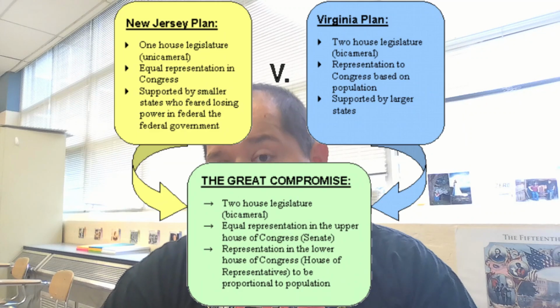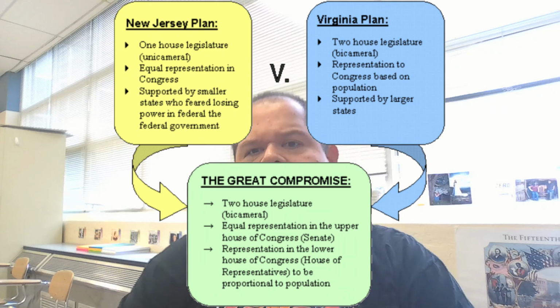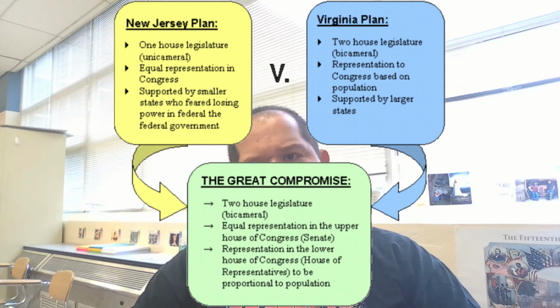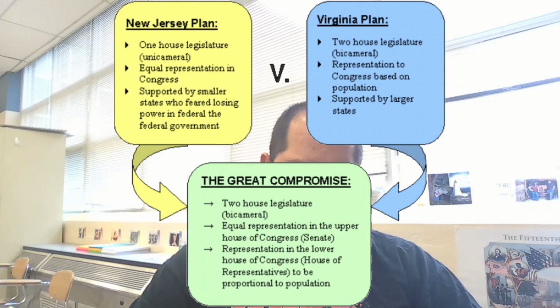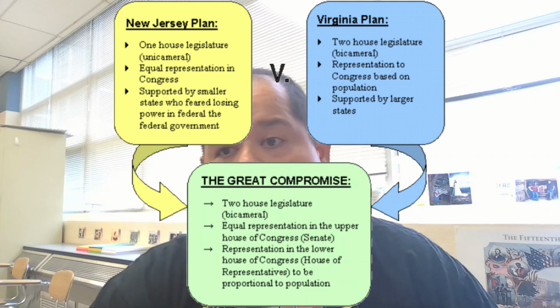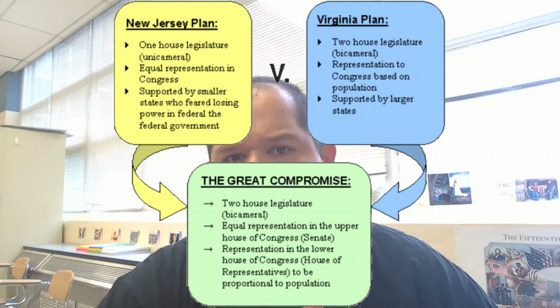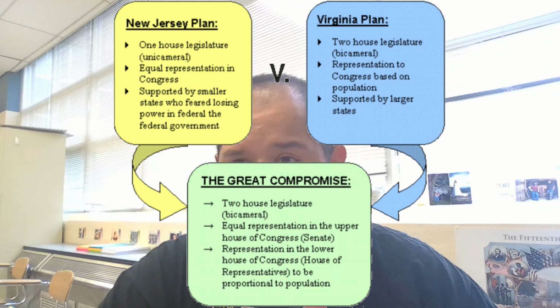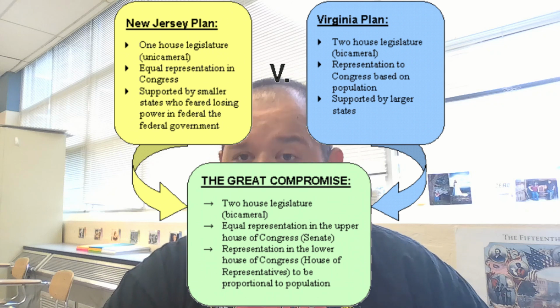Ultimately, during the summer of 1787, through negotiations between the two sides, you have what's called the Great Compromise. This is also called the Connecticut Compromise. This established a bicameral legislature with proportional representation in the House of Representatives and equal representation in the Senate. This was able to strike a balance between the interests of the larger states and the smaller states, becoming a foundational element of the Constitution, and specifically checks and balances, separation of powers.